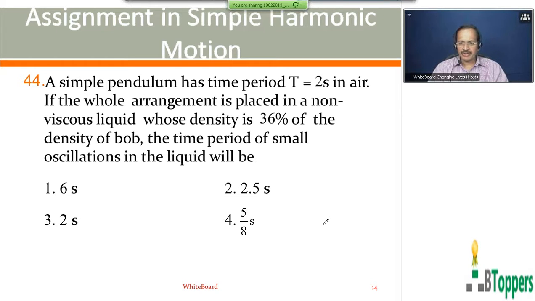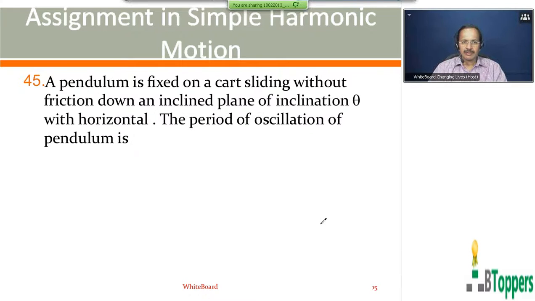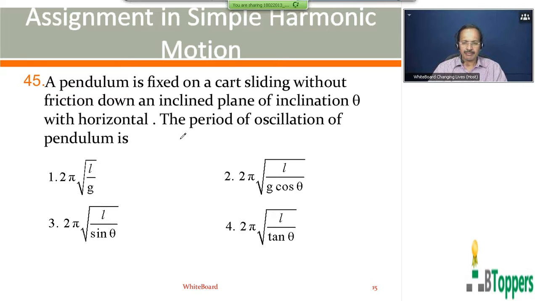So I am going to show the next question on the screen. See the question number 45. A pendulum is fixed on a cart sliding without friction down an inclined plane of inclination theta with horizontal. The period of oscillation of the pendulum is. There are 4 options on the screen.